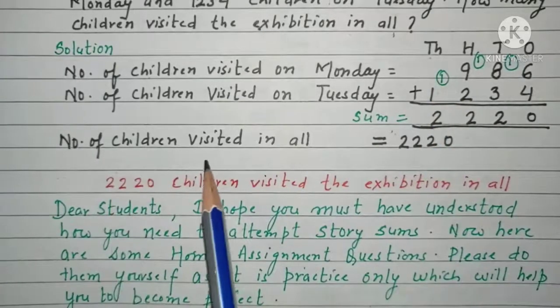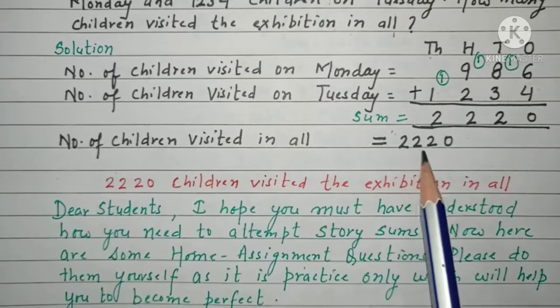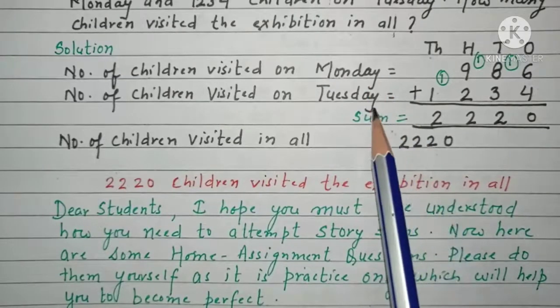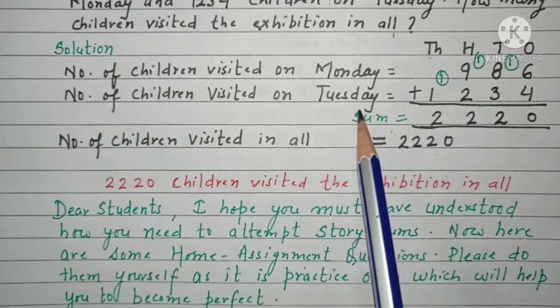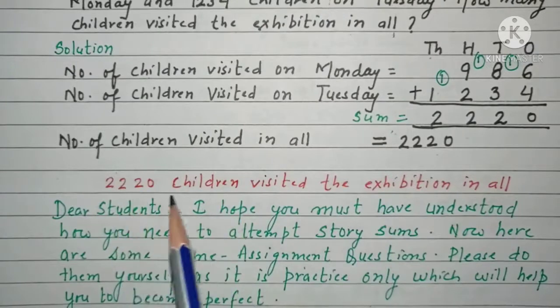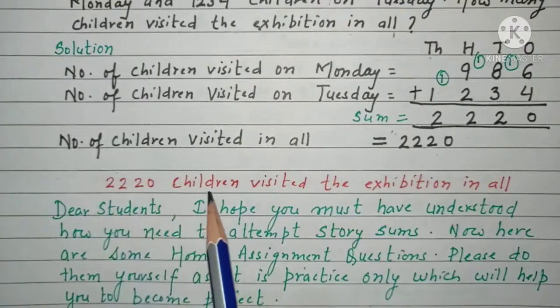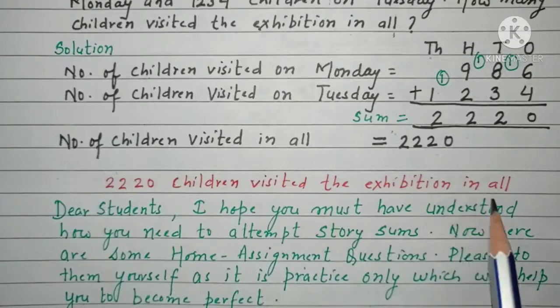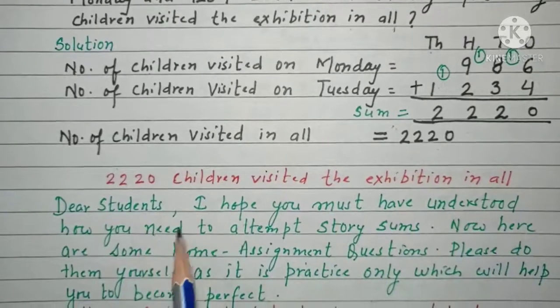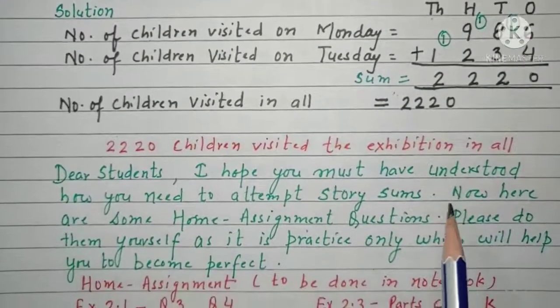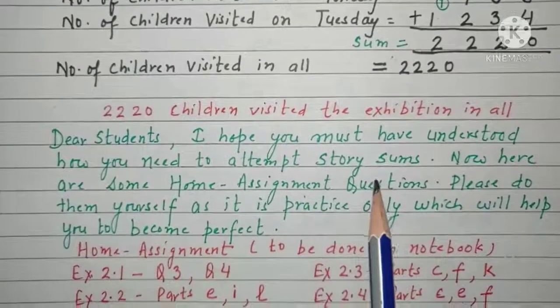And number of children visited in all are 2,220 in 2 days. That is Monday and Tuesday. So we will write down the answer as 2,220 children visited the exhibition in all. So my dear students, I hope you must have understood how you need to attempt the story sums.